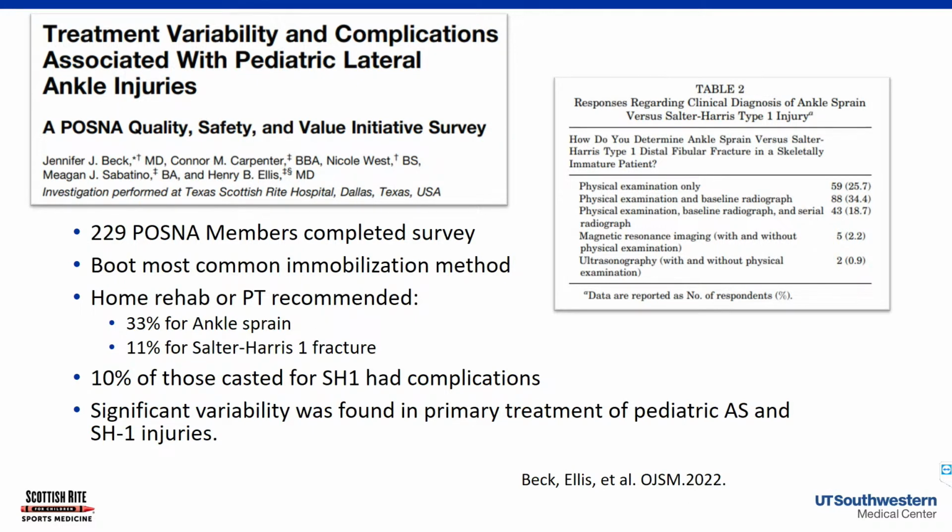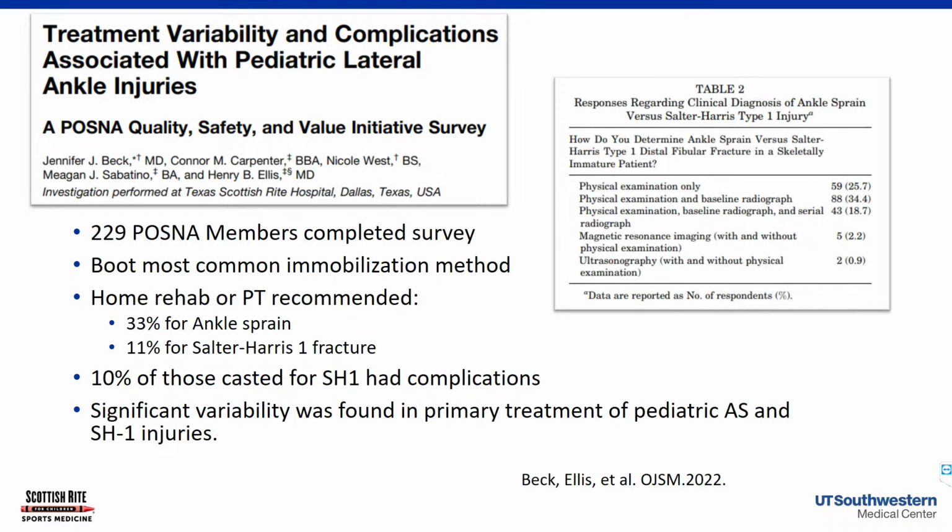The most common approach was to put these ankle injuries into a boot. About a third would recommend physical therapy or a home rehab program if they had an ankle sprain, but only about 10% would recommend it if they had a Salter-Harris 1 fracture. Of those who used casting for Salter-Harris 1 fractures, about 10% had cast complications. So it helps us reframe: do we need to be putting these kids with suspected Salter-Harris 1 fractures in a cast when I just told you that, based on previous studies, they probably don't have a Salter-Harris 1 fracture? They probably have an ankle sprain. If 1 in 10 of them are going to have complications, that may not be the best.